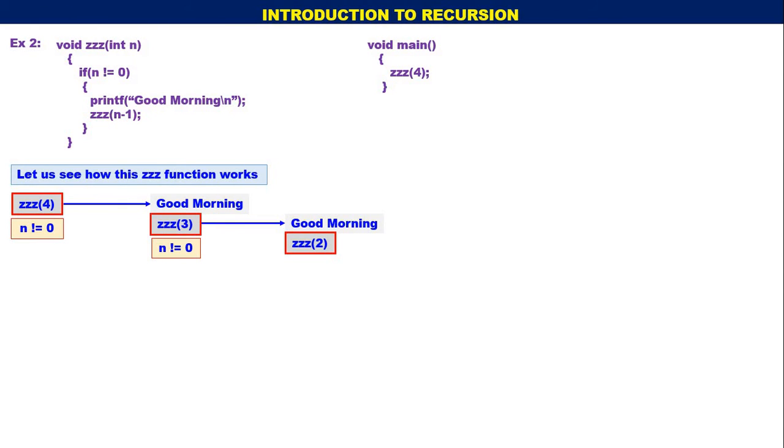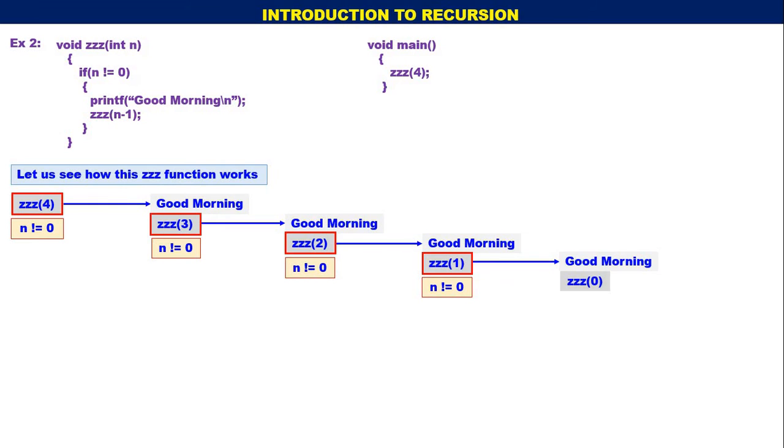Now, zzz of 2: first check whether n is equal to 0 or not equal to 0. N is not equal to 0. Therefore, zzz of 2 will print good morning and call zzz of 1, because 2 minus 1 is 1. Now, in zzz of 1, first check whether n is equal to 0. N is not equal to 0. Zzz of 1 will print good morning and call zzz of 0, because 1 minus 1 is 0. Now, zzz of 0: check whether n is equal to 0. In zzz of 0, n is equal to 0.